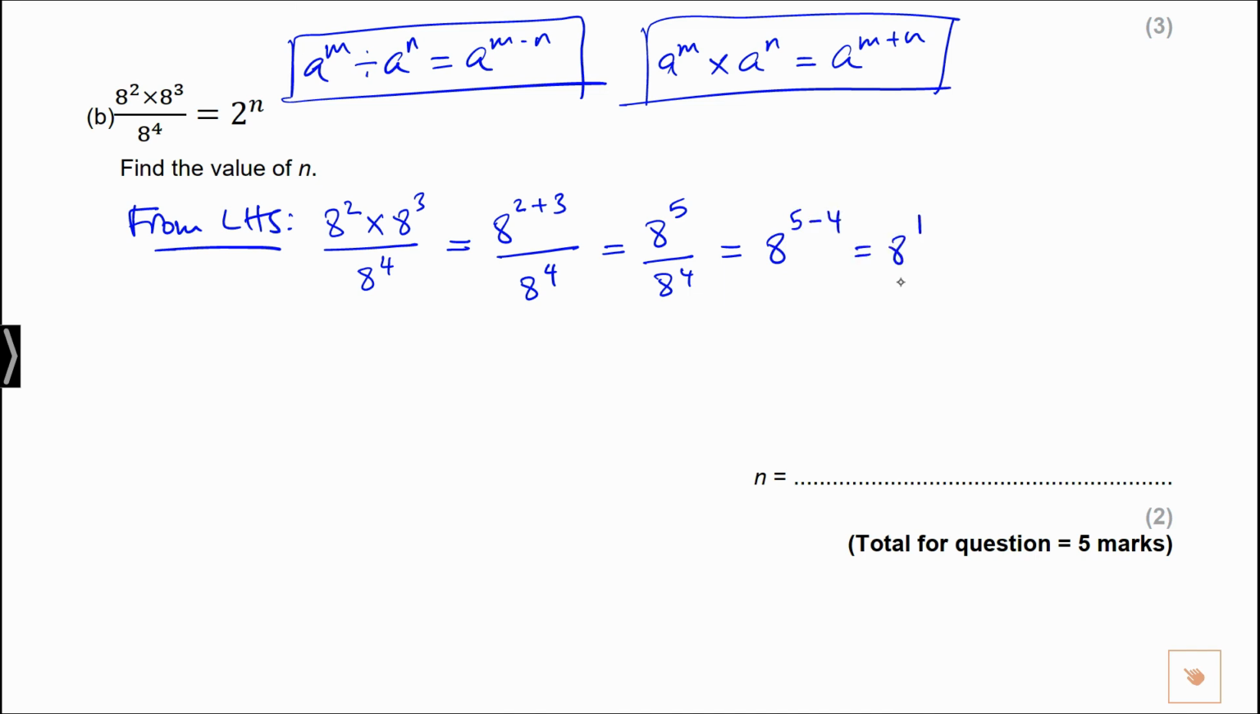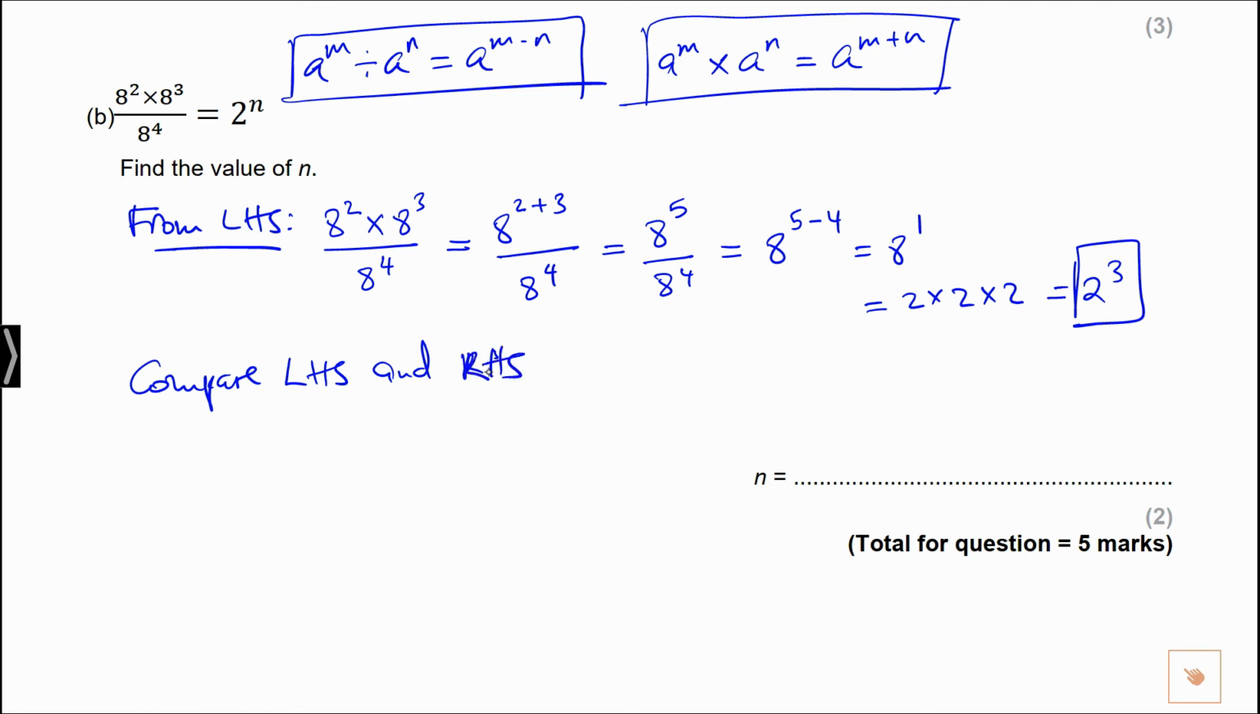which is a to power 1. Now, a to power 1, if you express it as a power of 2, is equal to 2 multiplied by 2 multiplied by 2, which is 2 to power 3. So you can see that, comparing left hand side and right hand side, 2 to power 3 is equal to 2 to power n. So by inspection, n will be equal to 3.